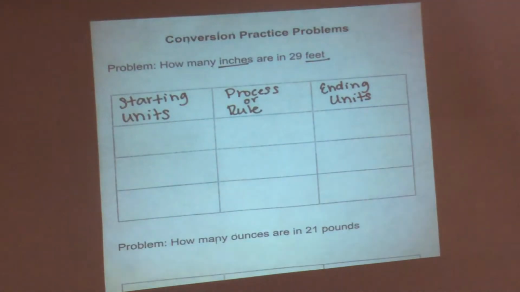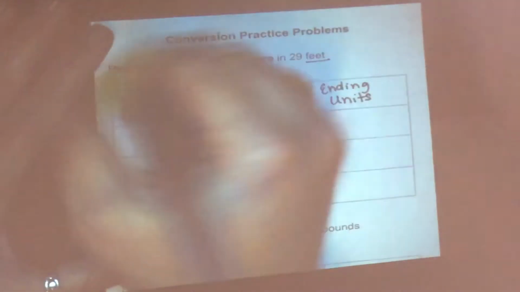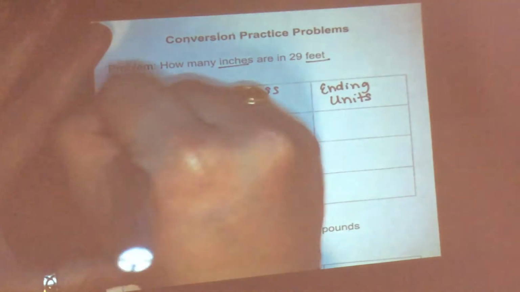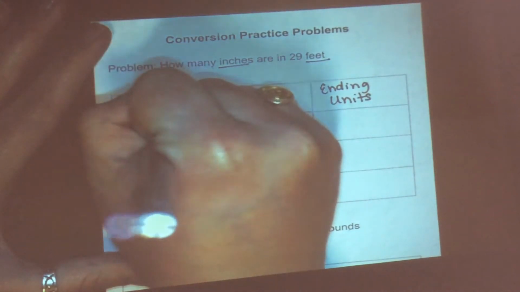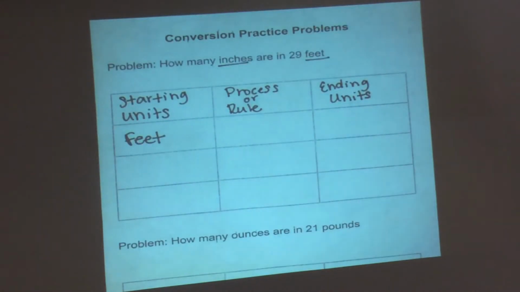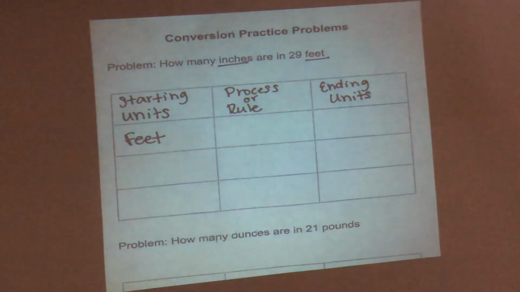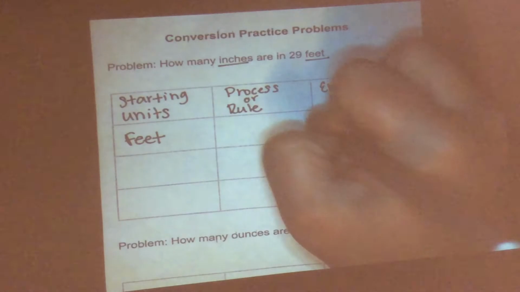Okay. So now, what unit am I starting with? What unit do I know already? I know feet, so I have 29 feet. So feet are going right here. Okay. I want my answer to be in what unit? Inches. So my ending unit is inches.